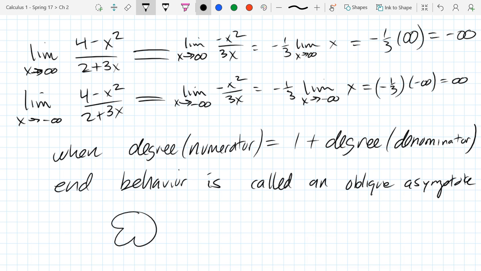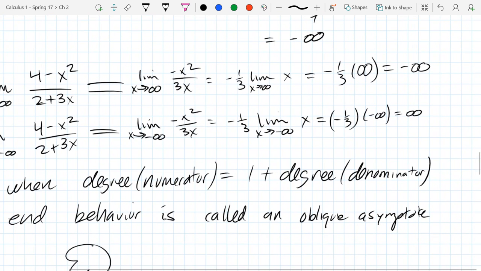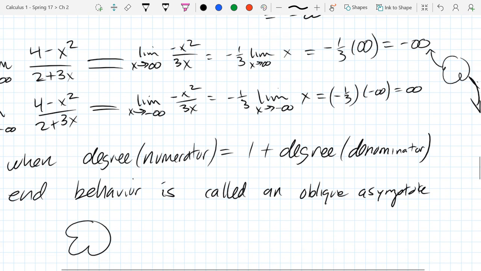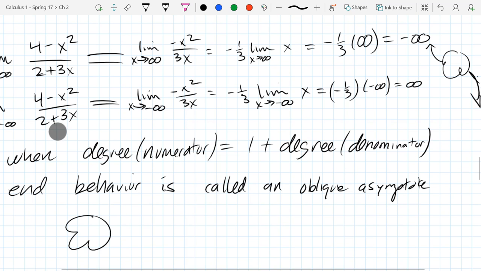So normally we would draw end behavior. I'll draw the regular end behavior up here that we got before. So we go to the right, negative infinity, and to the left, positive infinity. So up on the left, down on the right is what we just figured out. When the numerator wins by one, you actually can get more precise about your oblique asymptote.